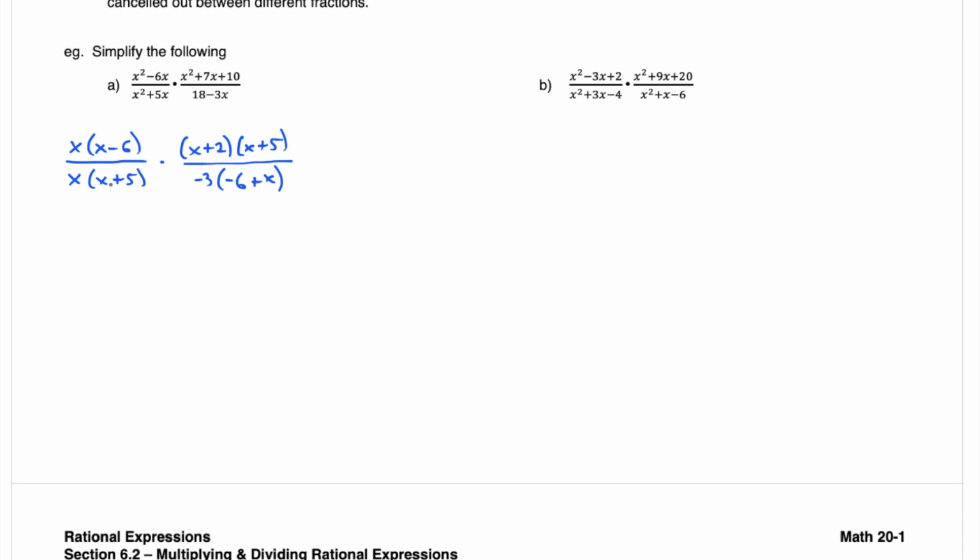We'll get into our non-permissible values for this one at this point as well. And remember, we're just looking at denominators for that. And so each term can't equal 0. So x can't equal 0, x plus 5 can't equal 0, which leads us to x can't equal negative 5. And negative 6 plus x can't equal 0, which leaves us with x can't equal 6.